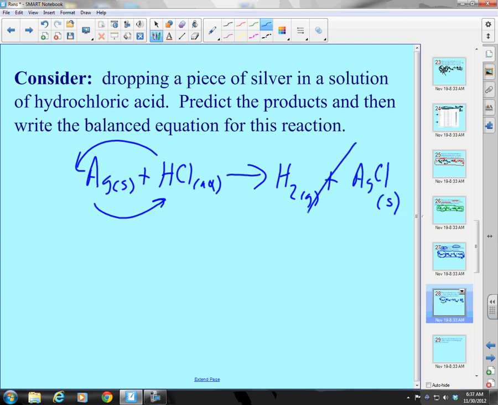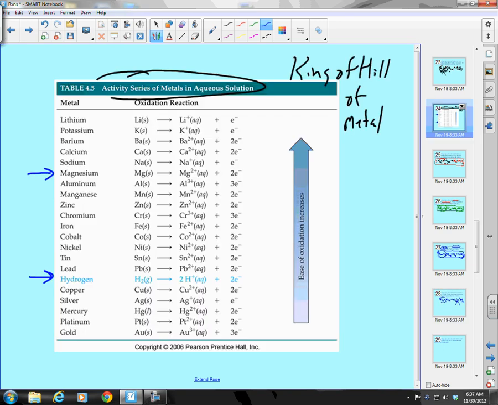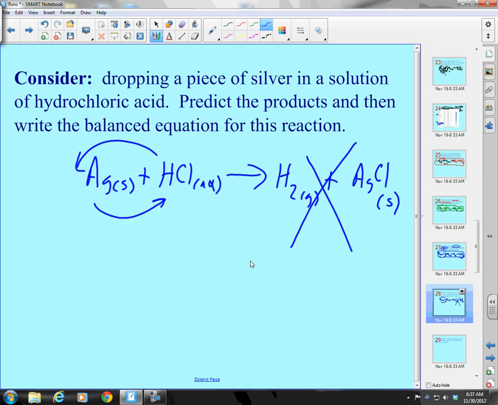Of course it is wrong. Why is it wrong? Because I didn't check my activity series. Where is silver? Silver's right here. Can silver replace hydrogen? The answer is no. So what does that mean? That means nothing happens. There's no reaction. And that's why you girls love silver rings with diamonds in them, because when you wash the sink with your vinegar, you won't dissolve your ring.